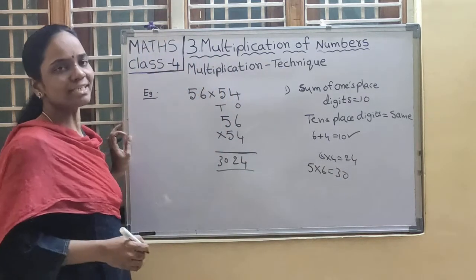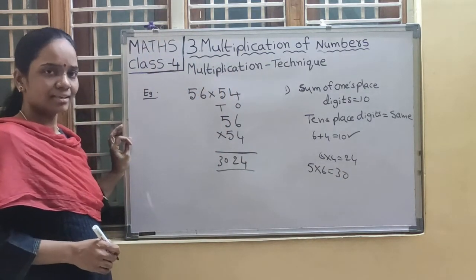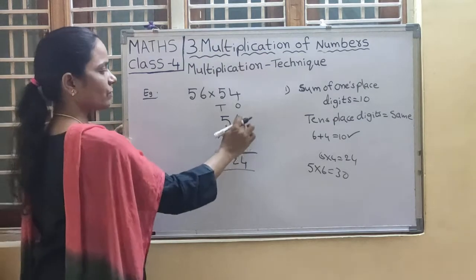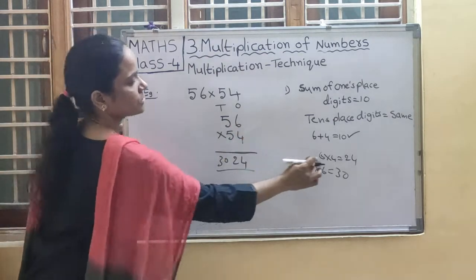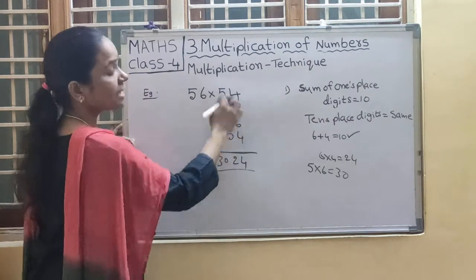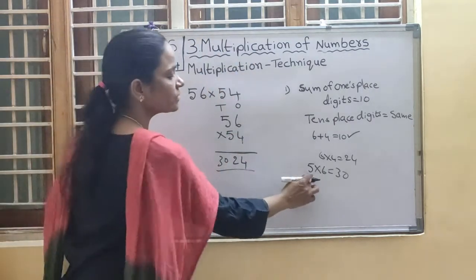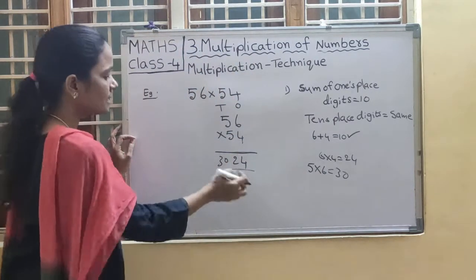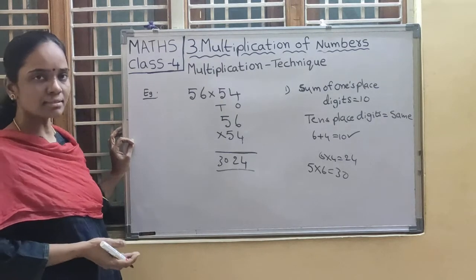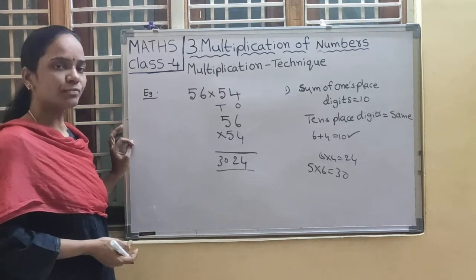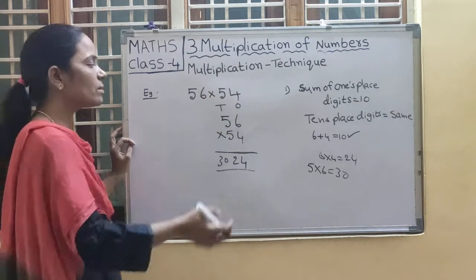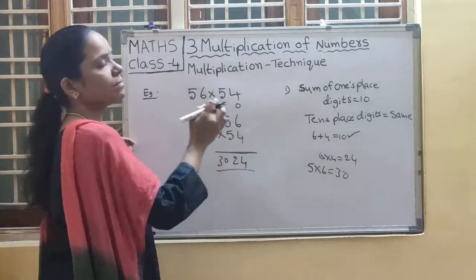Very easy using the technique. 6 4s are 24, 6 into 4. And 5 after number we have to take. 5 after number is 6. 5 6s are 30. Write down the 30. This is the answer. Very simple. If you have any doubt, you can check with the normal multiplication also. You will get the same answer.